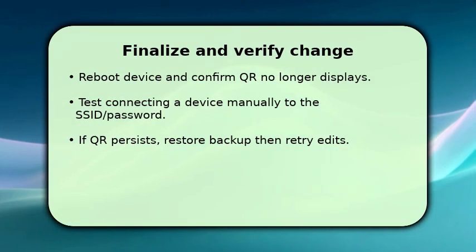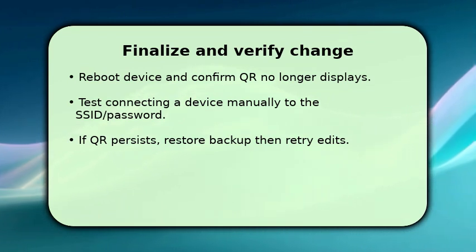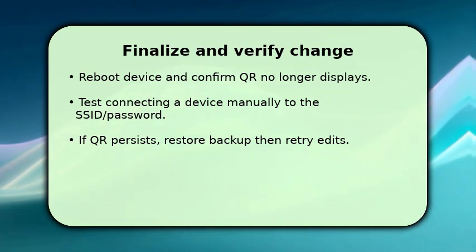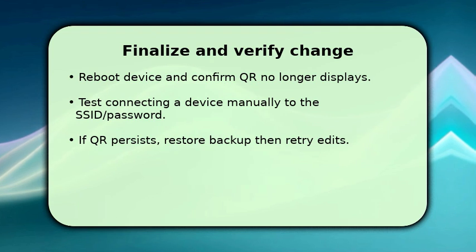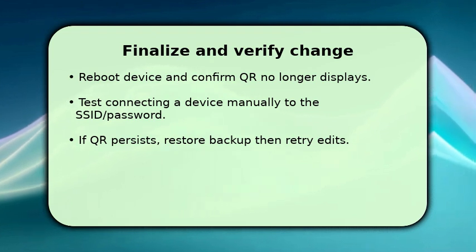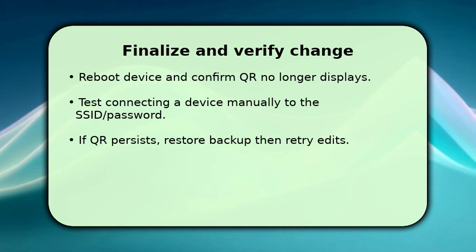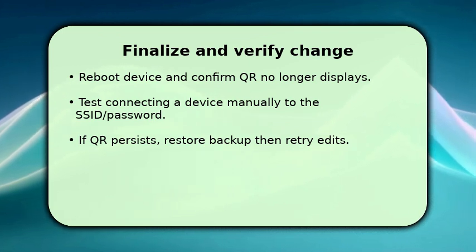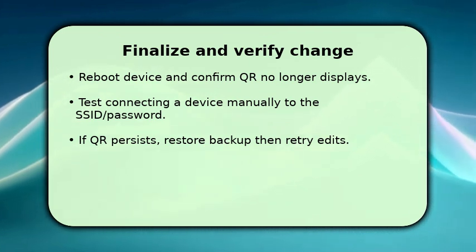After applying changes, reboot the globe to ensure the interface and any cached images are cleared. This finalizes the removal. Then test by connecting a phone or laptop manually to the same SSID and password to verify guest access still works without the QR shortcut.